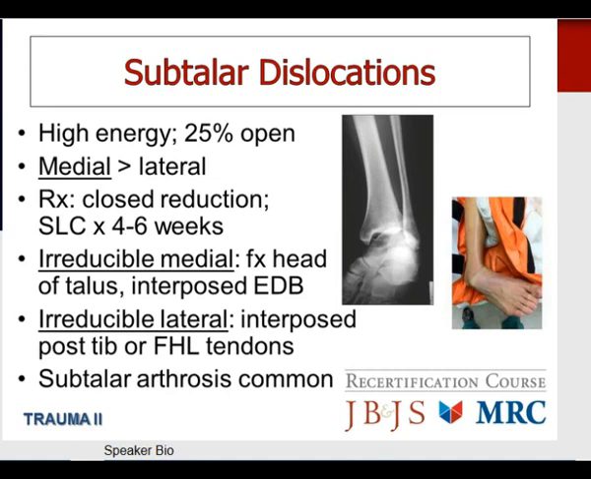If you have an irreducible medial dislocation, you should consider that a fracture of the head of the talus may be the factor involved, as well as possible interposition of the extensor digitorum brevis tendon. If you have an irreducible lateral dislocation, typically that's due to interposition of either the posterior tib or the FHL tendons. Subtalar arthrosis is quite common with subtalar dislocations.